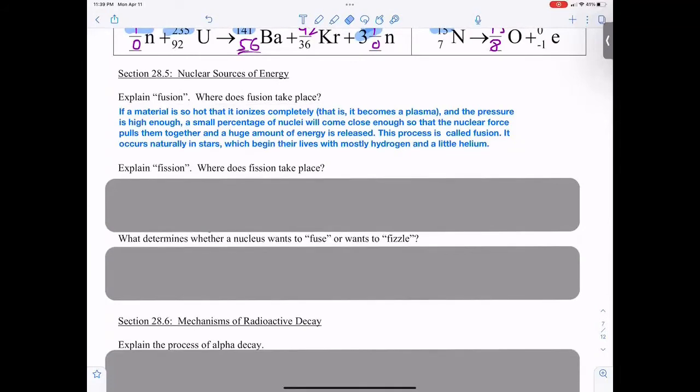Now, it's not just hydrogen and hydrogen that can fuse to make helium, it's other larger elements too. But there's a lot of hydrogen fusion to make helium going on in stars.